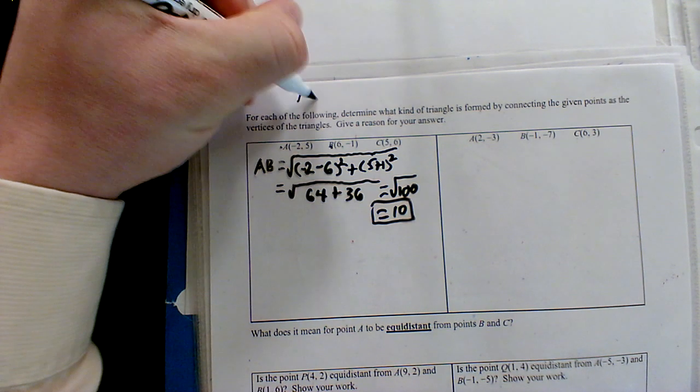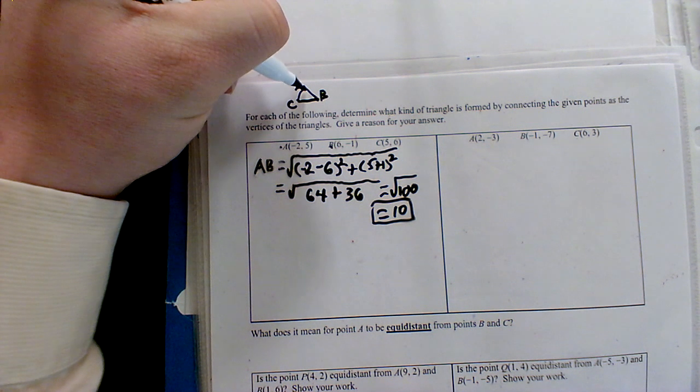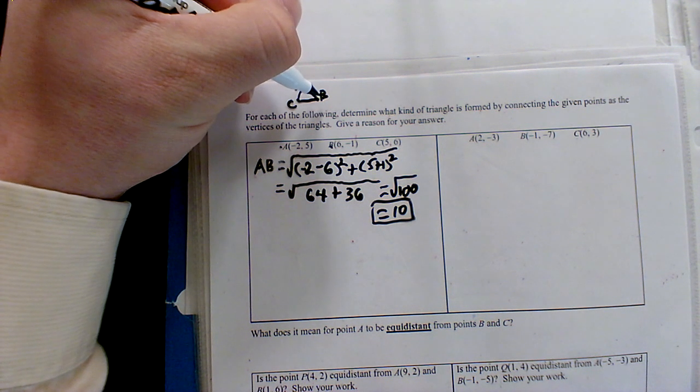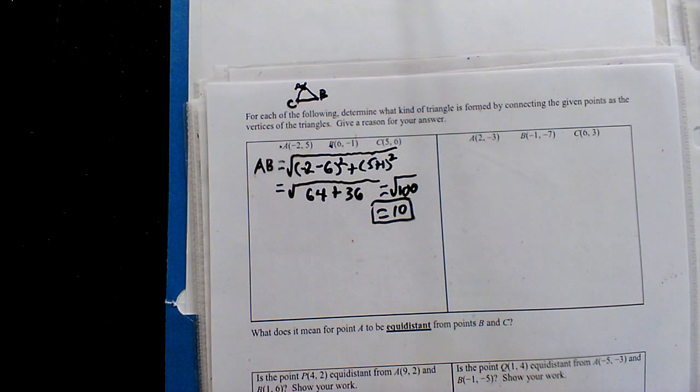And if you want to visually think about it, if you draw a triangle, it's not drawn to scale, but if you have A, B, and C, we're finding the distance from A to B, then B to C, and then C to A. That's what we're trying to find. We're trying to find all 3 distances.